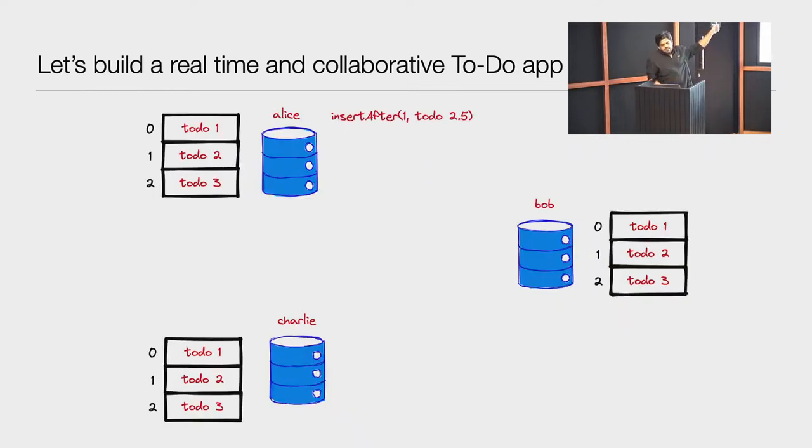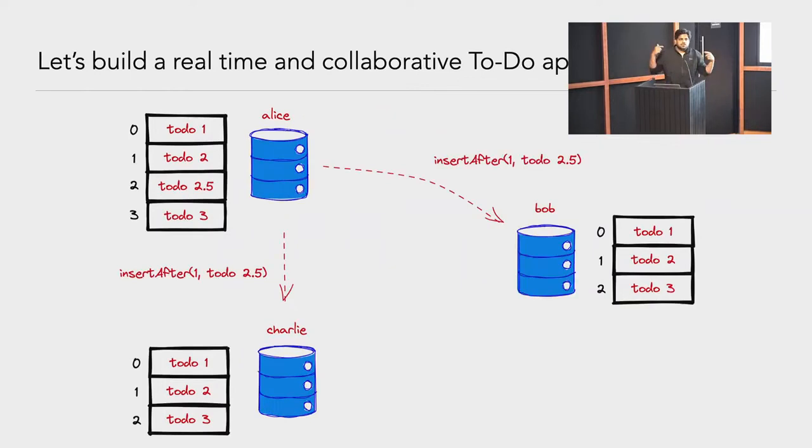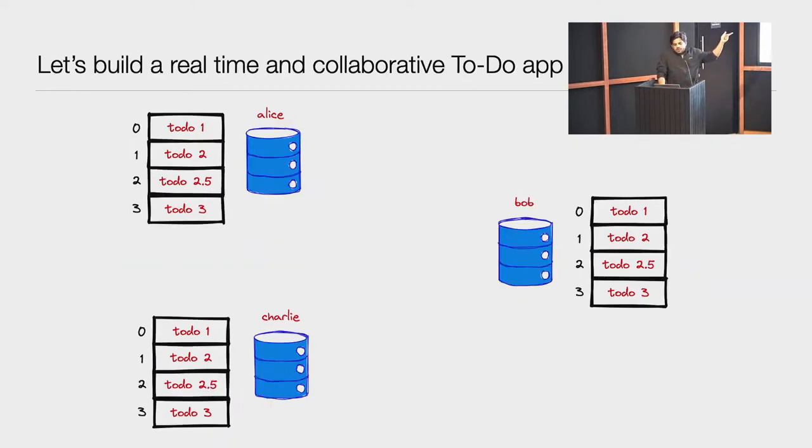So now say Alice inserts, after index 1, the to-do 2.5. They make the change to their local copy, and after making a change to their local copy, they propagate the changes to all the peers. Now this can happen either through a centralized system or through a P2P system, depending on your use case. But as long as the changes have gone to the other peers, they will also make changes to their local copy, and everyone stays in sync, right?